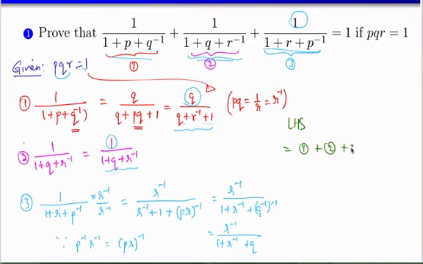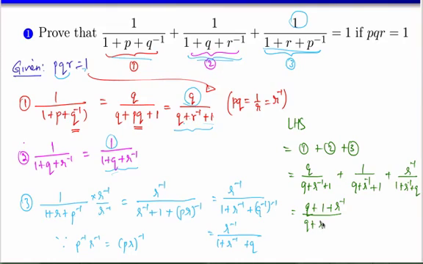1 plus 2 plus 3, which is equal to q upon q plus r raised to minus 1 plus 1, plus 1 upon q plus r raised to minus 1 plus 1, plus the last one is r raised to minus 1 upon 1 plus r raised to minus 1 plus q. So this denominator is the same, so I just add the numerators q plus 1 plus r raised to minus 1 upon q plus r raised to minus 1 plus 1, that is equal to 1, which is equal to the right hand side. So I have proved it. So hence proved is what we write here.